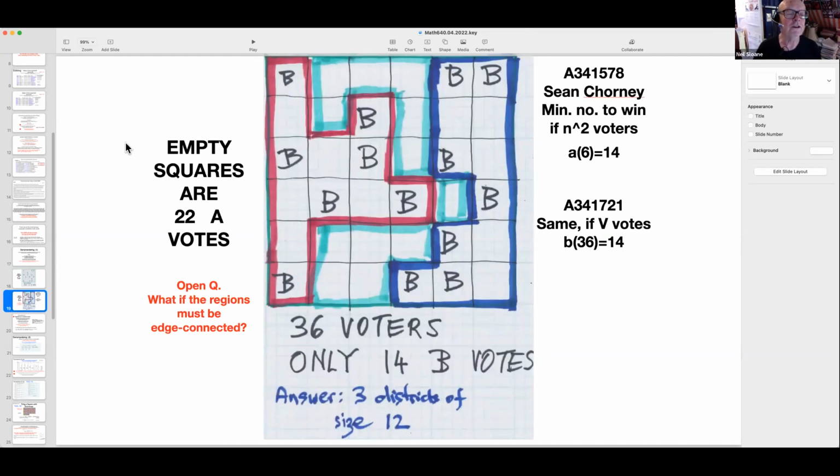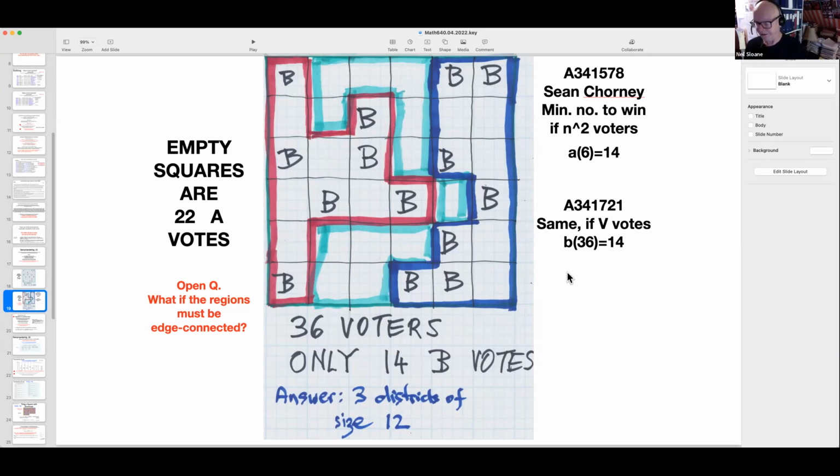What we say is, all right, the rules are there're going to be 3 districts, and each district is going to have 12 voters, and whoever wins 2 of the 3 districts wins the election. And then you carefully draw. You've only got 14 votes, so you carefully draw the districts so that you win 2 of the districts, and your opponent wins the other one. And you can do it, and this gives a sequence, the minimum number.